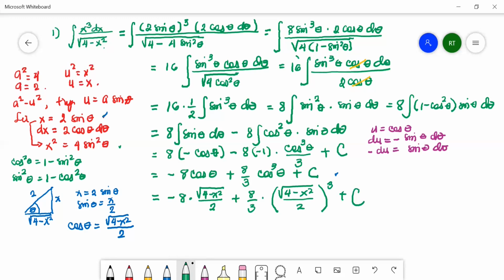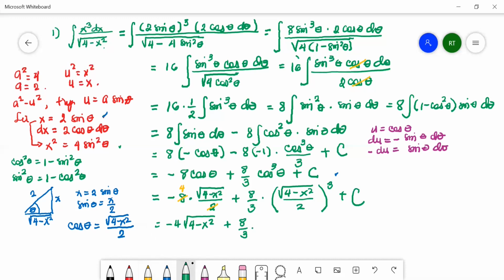And we can still simplify this, no? Now, in the first term, we can do cancellation. We can cancel 2 and here. This will give us 4, so that the first term is negative 4 times the square root of 4 minus x squared. Then plus 8 over 3.